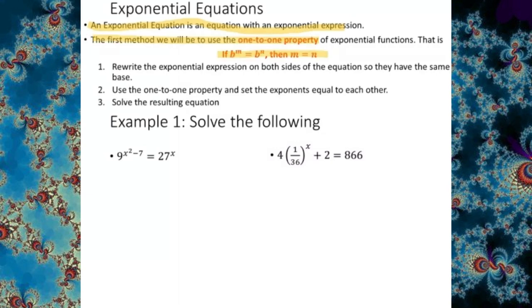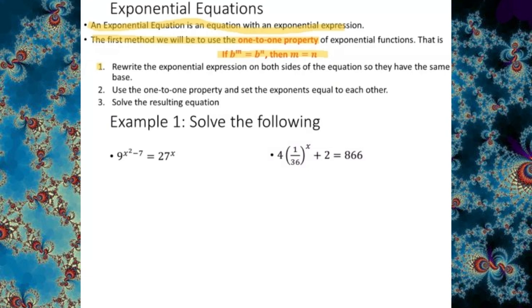The one-to-one property of exponential functions states, if b to the m equals b to the n, then m equals n. Meaning if I have two equal expressions of the same base, their exponents must be equal. If we start off by taking a look at the equation 9 to the x squared minus 7 equals 27 to the x, notice how both sides of the equation are not the same base to some power. The first thing we're going to try to do is rewrite both exponential expressions on both sides of the equation, so that way they do have the same base.